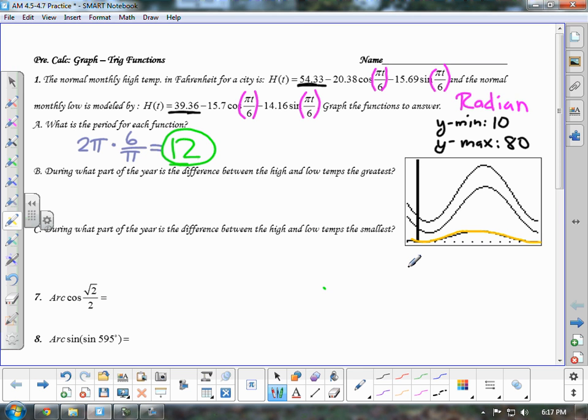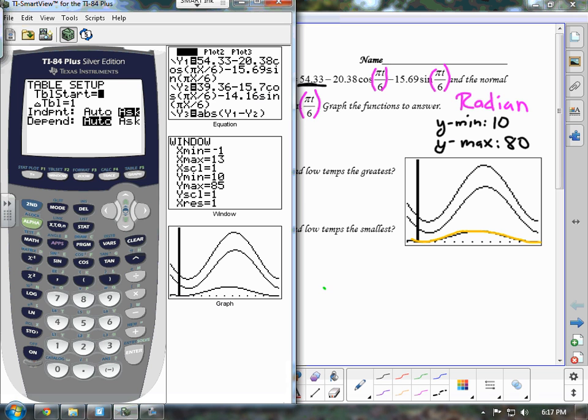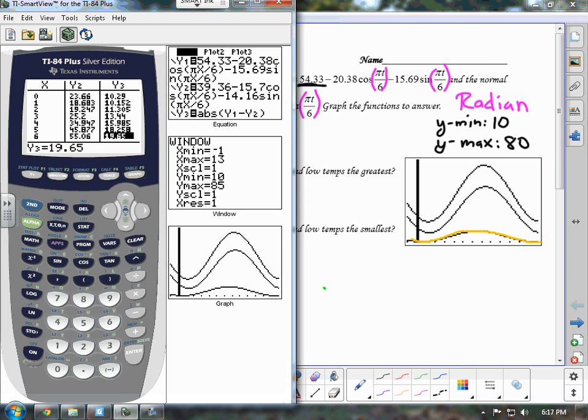And if you look at it in the table format, when you go into table, if you set up your table, turn your independent variable to ask. And then when you get into table, put in the first months, 0, 1, 2, 3, 4, 5, 6. And you'll see here the values for y1 and y2. And then if you add that third equation, you also have y3, which is the subtraction of the two.